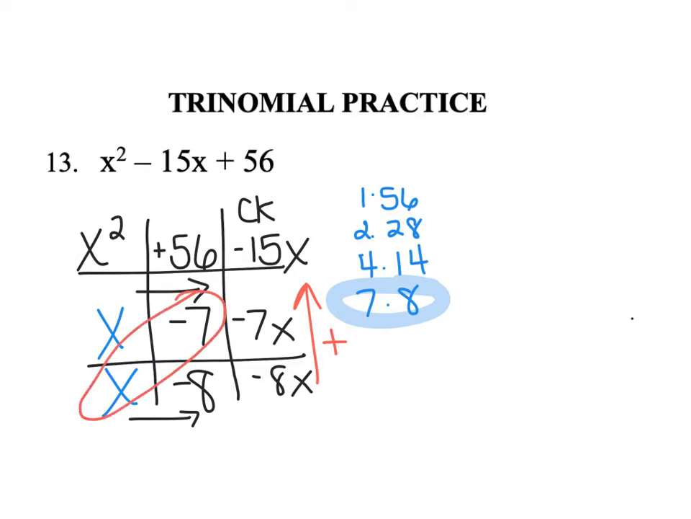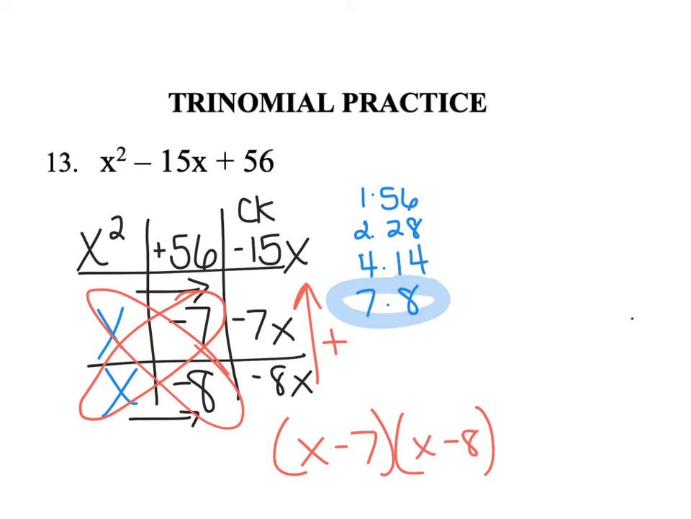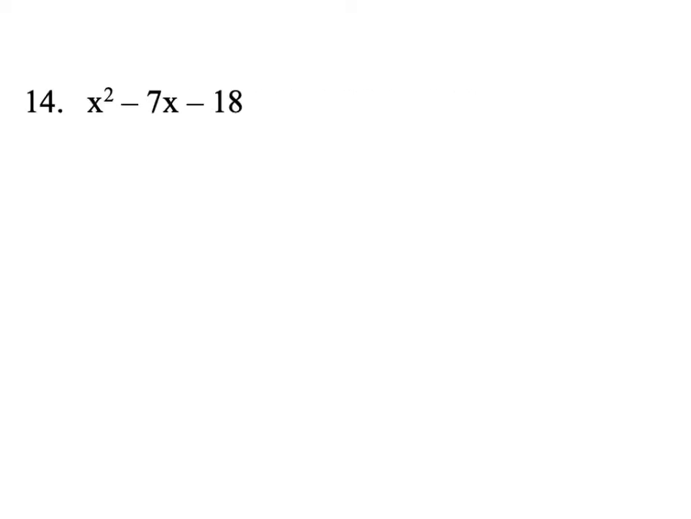Here's my one factor, which would be x minus 7 times the quantity of x minus 8. And again, you could put x minus 8 times x minus 7. Order there doesn't matter. Again, set up your board.